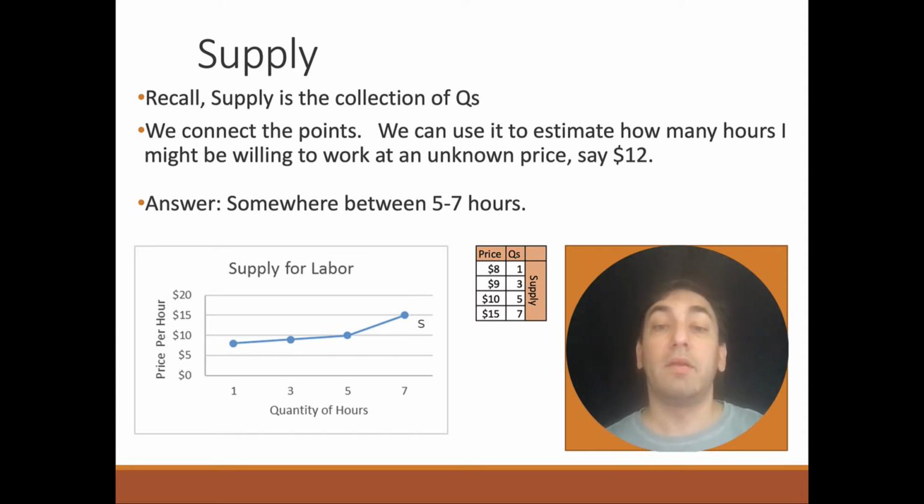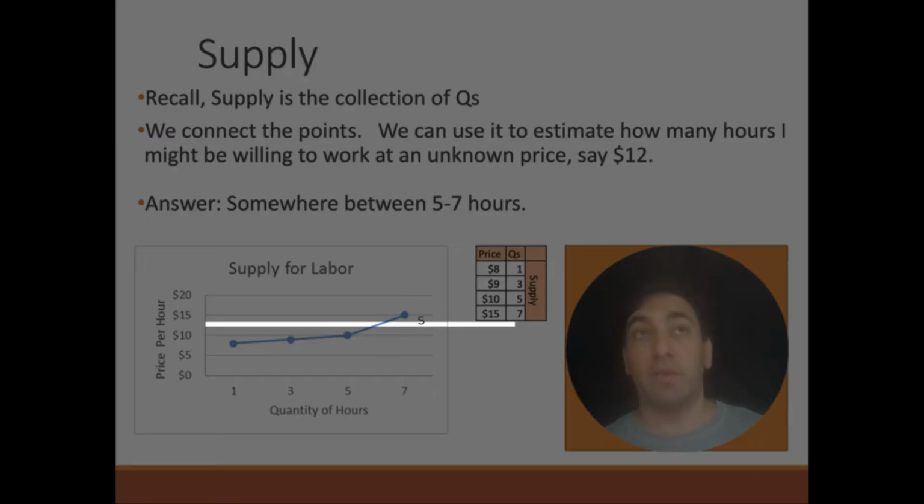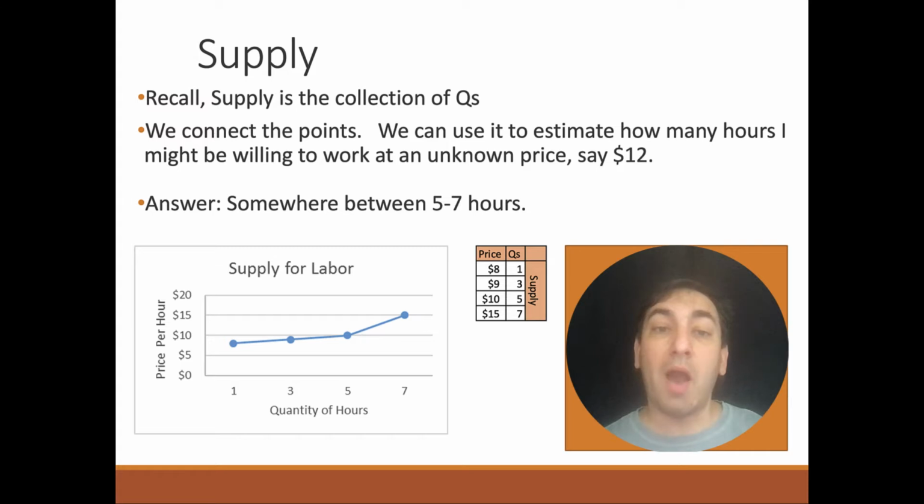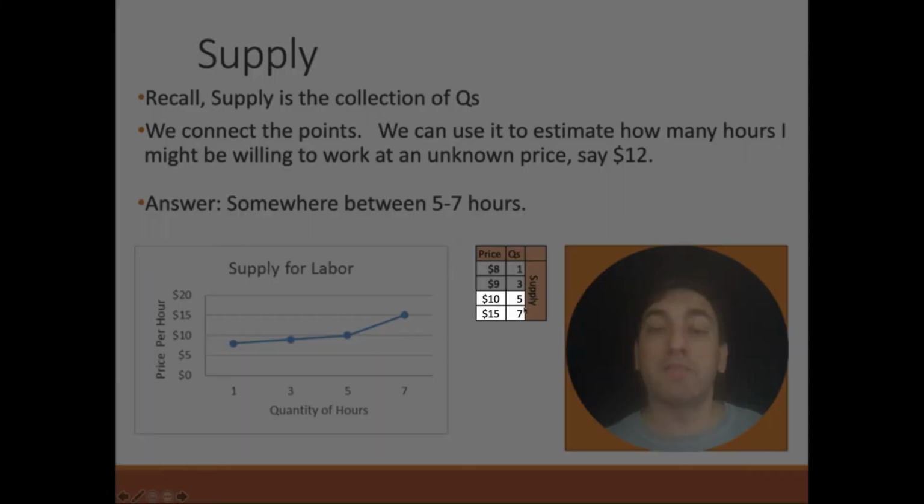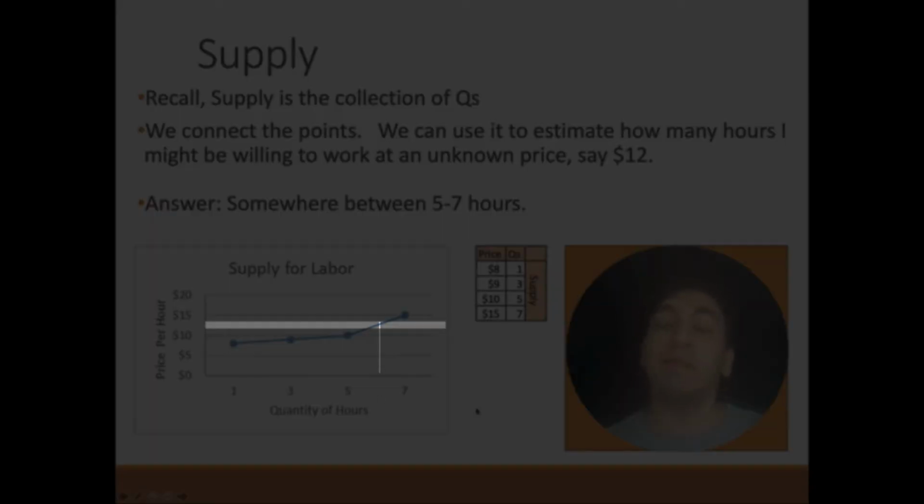For example, let's say I have $12 to offer for labor. How many workers, or how many hours, do I expect to get? Well, from the chart, I know it's somewhere between 5 and 7. But from the graph, we're able to estimate it a little more closely.